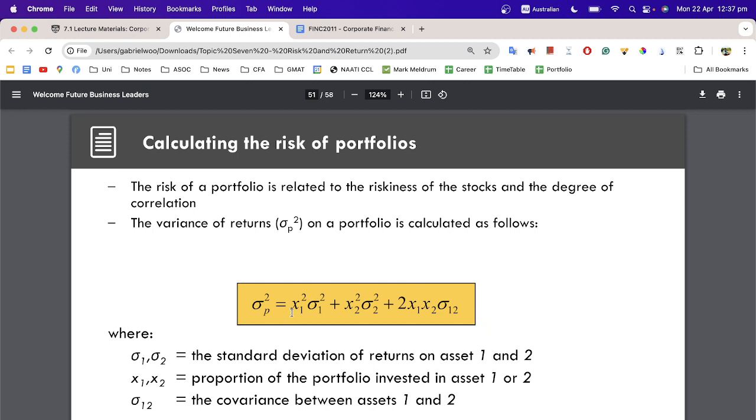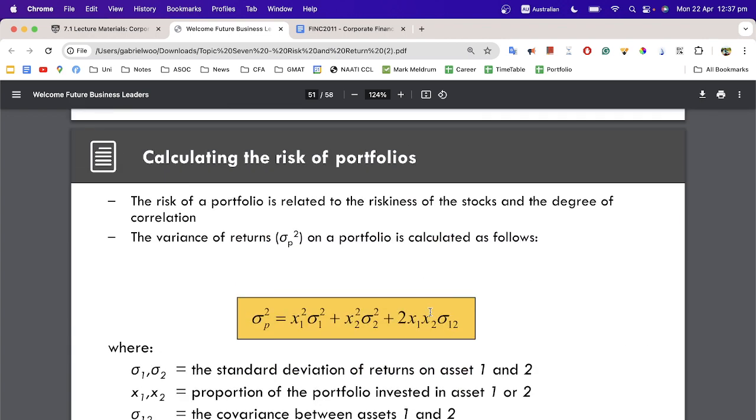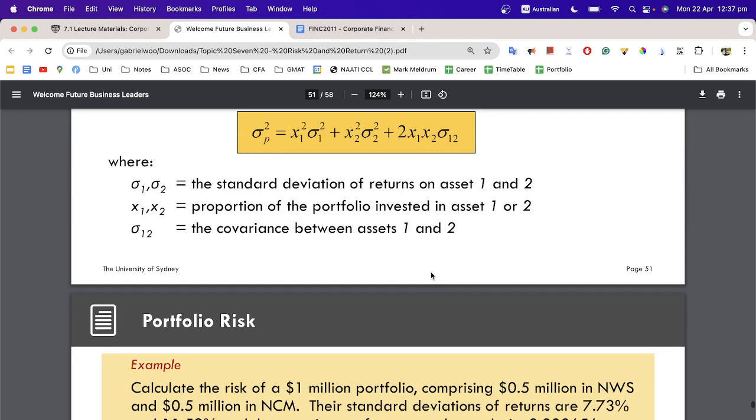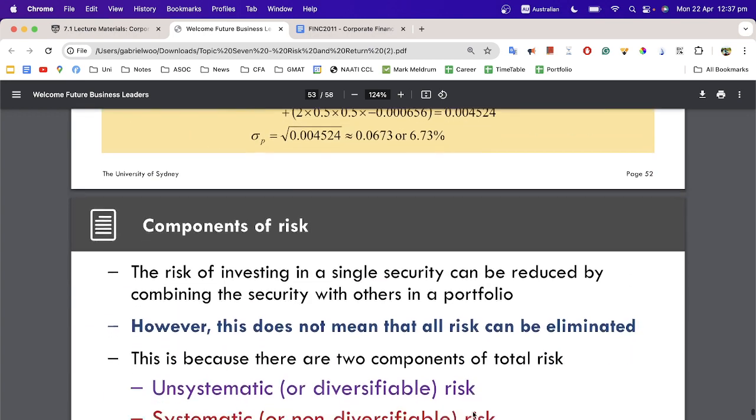So we take the weight of asset A squared multiplied by the standard deviation of asset A squared, plus the weight of asset B, so x2 squared, multiplied by the standard deviation of asset 2 squared, plus 2 multiplied by the weight of asset A multiplied by the weight of asset B, and the covariance between asset 1 and 2. So what this gives is the variance of return of the expected portfolio as shown. So here we can see the calculation for that.